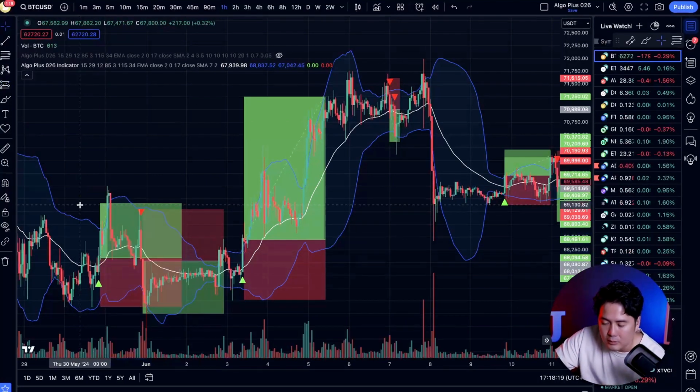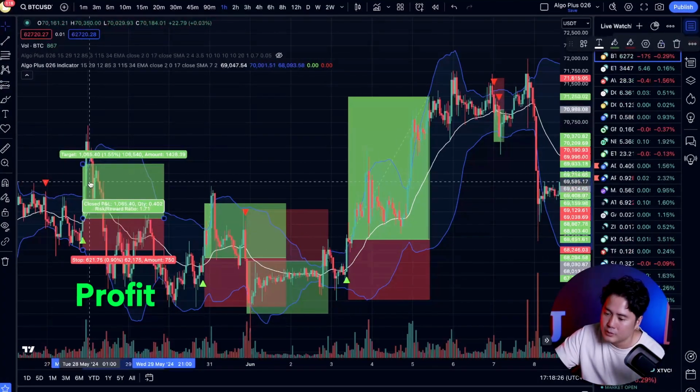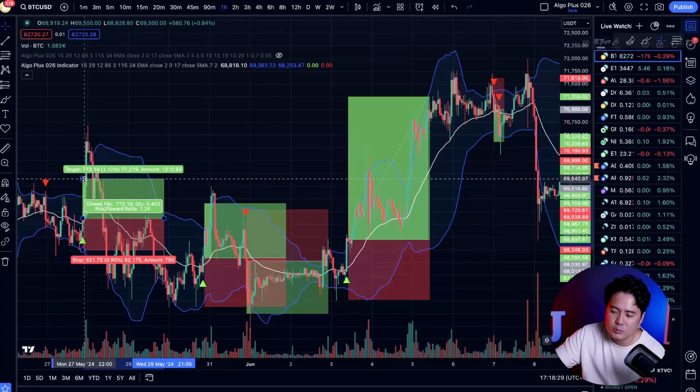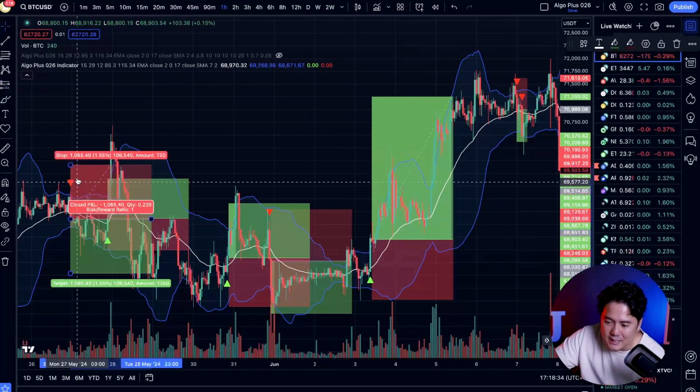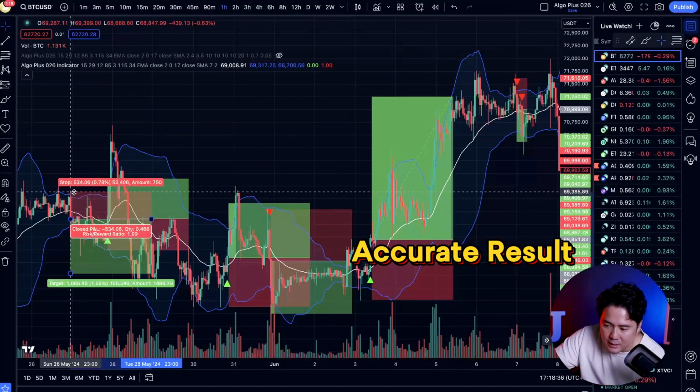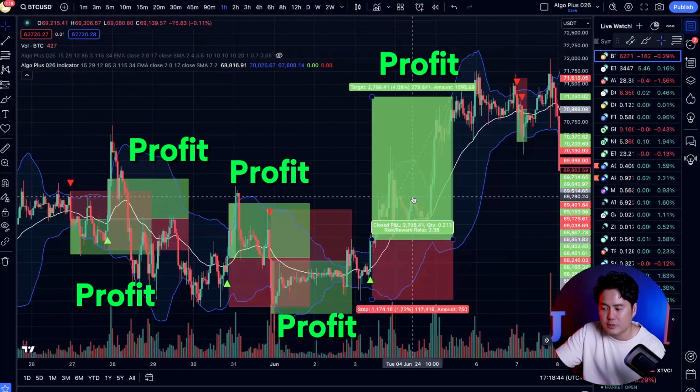Can you see that? Wow, you got a profit also. Okay, again. Wow, you got another profit also. This is what I want to say, right? If you have a good backtest, you can easily find the very accurate result you want. Okay, these are all profit trades.